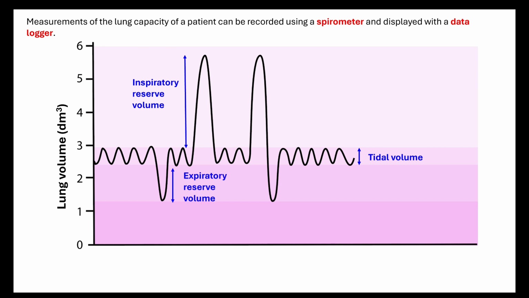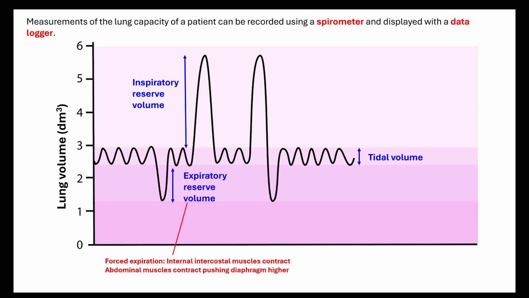If I then take a deep breath out, and I really try and force that air out of my lungs, that is called the expiratory reserve volume. So the extra air that I can push out of my lungs, that expiratory reserve volume, actually comes from forced expiration. Now remember I said there are external and internal intercostal muscles.